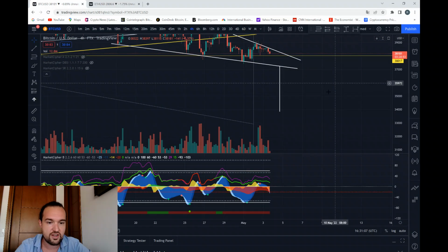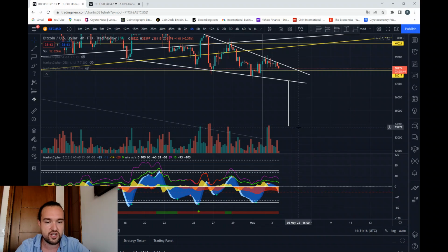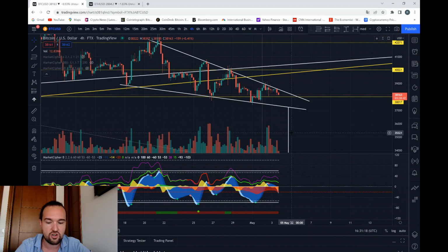Let's see on the downside. There will be low 30s. Yeah, that will be 33,800 to 34,000. So 33,800 to 34,000 would then be the target.